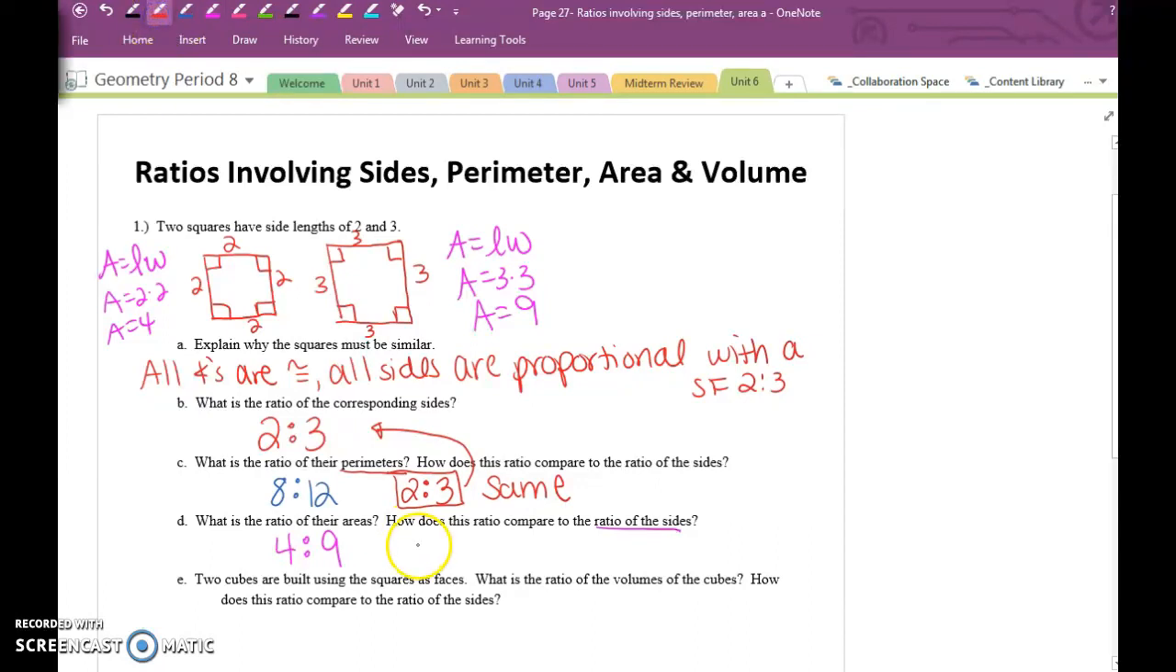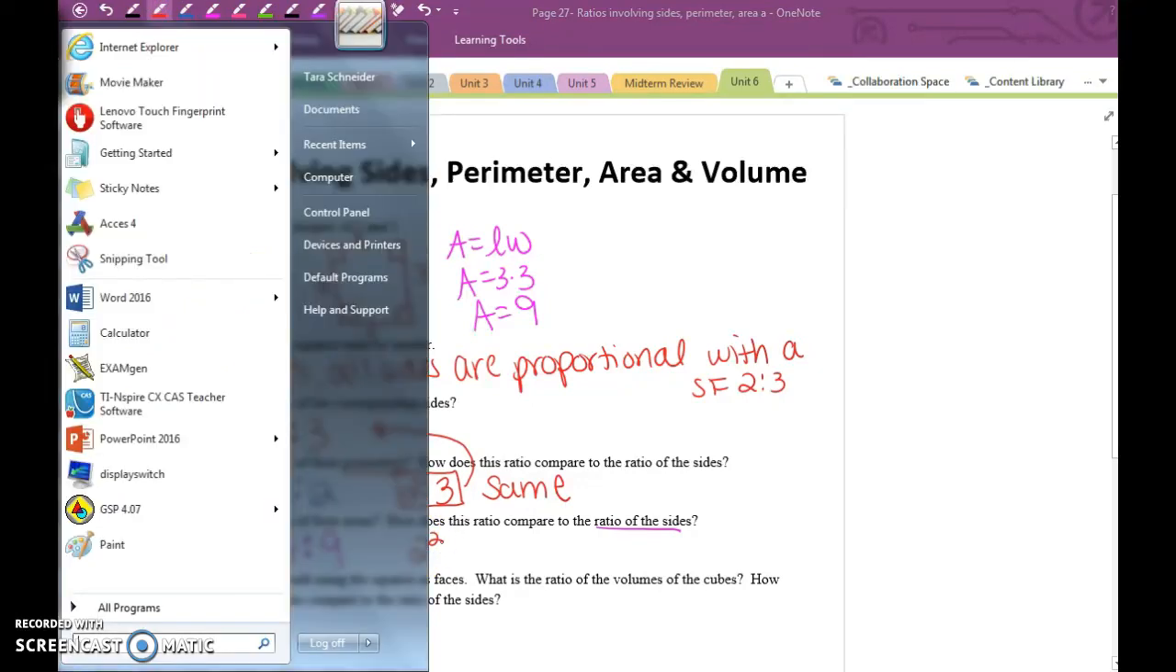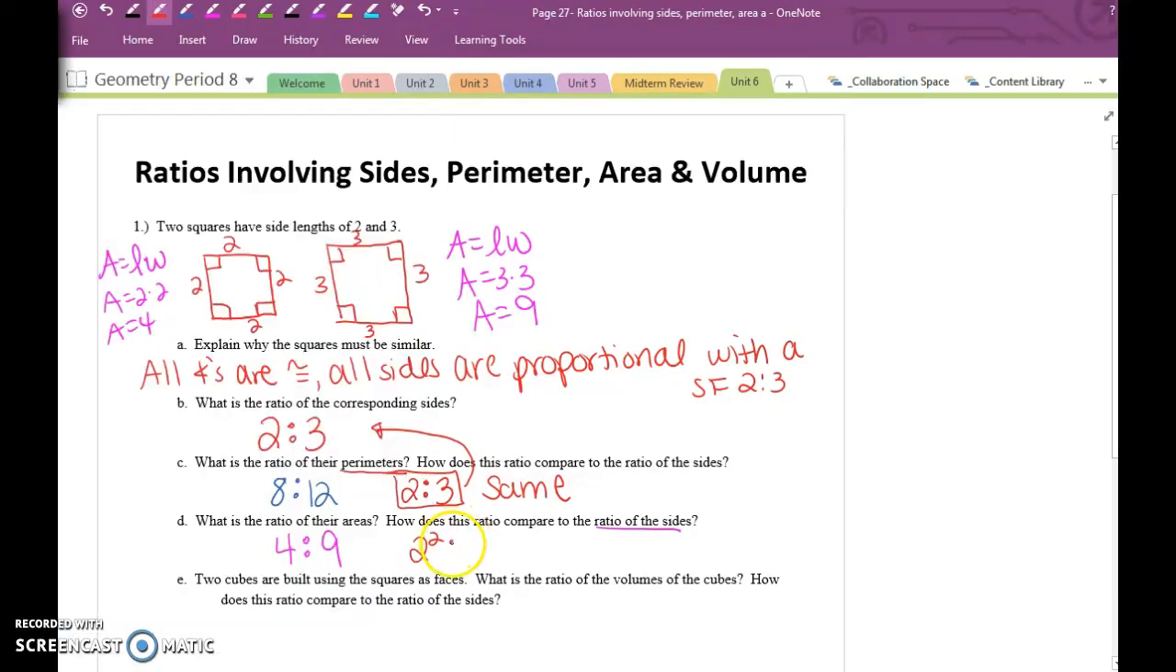I can write 2 times 2 as 2 squared. And 3 times 3 as 3 squared. And how does that relate? We took the ratio of the corresponding sides and we just squared the 2 and squared the 3. So we squared them. When you're given a unit of something and you're asked to find the area and we label the units like centimeters squared, that means you have the area. So think area, unit squared.